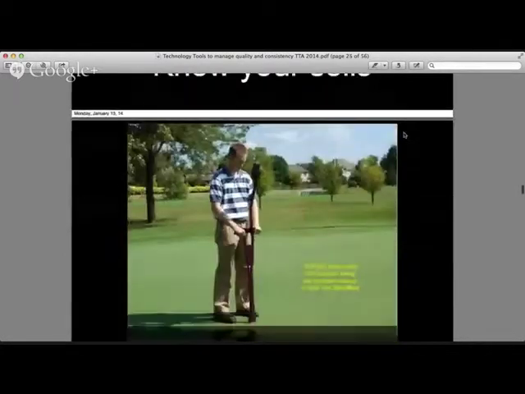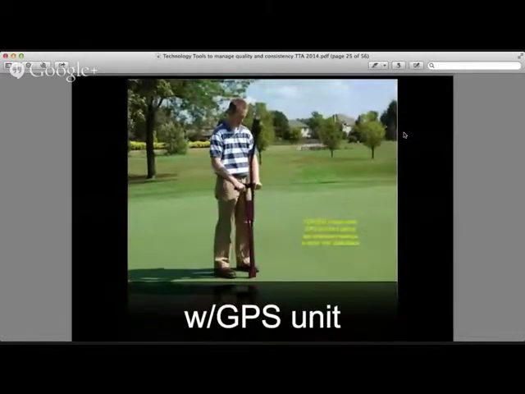Next slide, you can see that it's matched up with the GPS unit here. And so this is a Spectrum unit. Next slide, Bill.